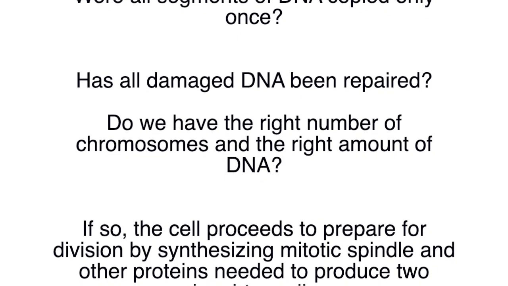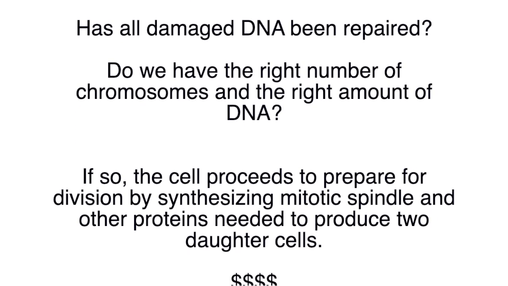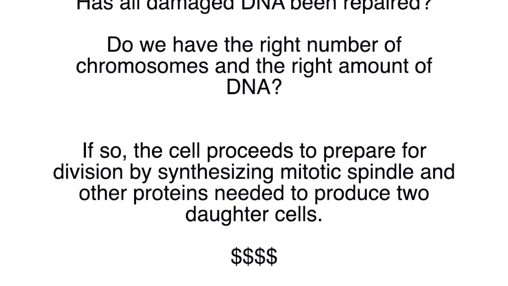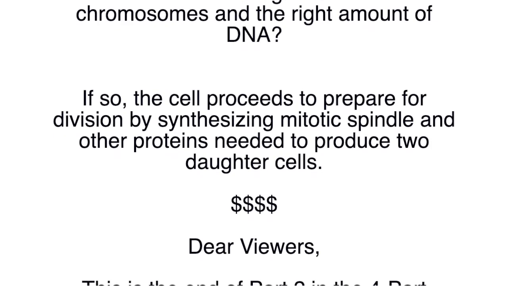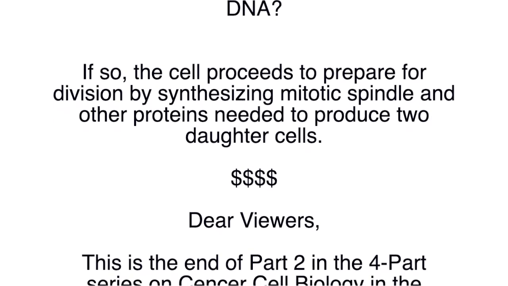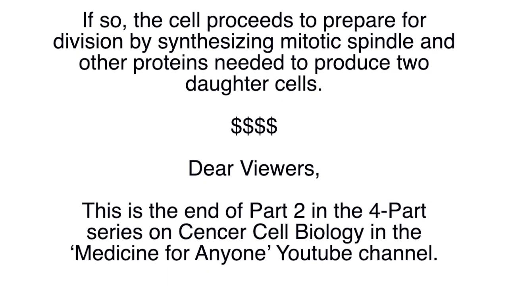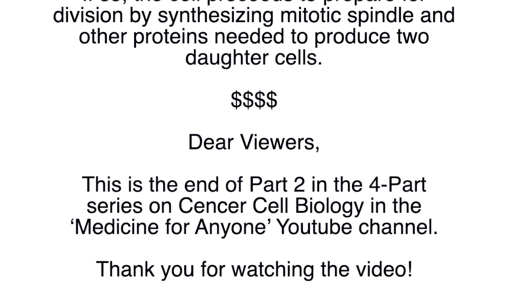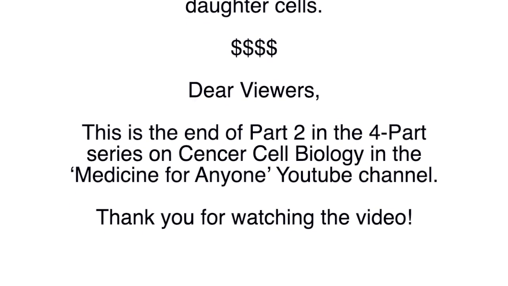Have all of the chromosomes been fully duplicated? Were all segments of DNA copied only once? Has all damaged DNA been repaired? Do we have the right number of chromosomes and the right amount of DNA? If so, the cell proceeds to prepare for division by synthesizing the mitotic spindle and other proteins needed to produce two daughter cells.